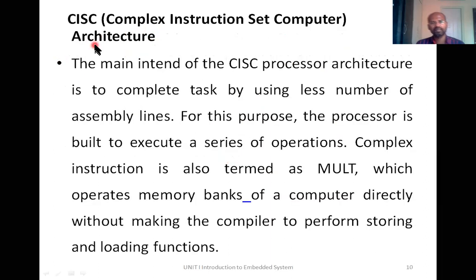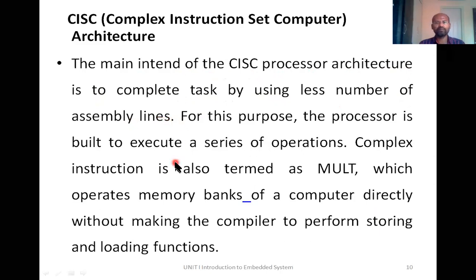Next, we have CISC, the complex instruction set computer architecture. Now we will see CISC architecture. Let's continue for some time. The main intent of the CISC processor architecture is to complete a task using a smaller number of assembly lines. That is the main goal.